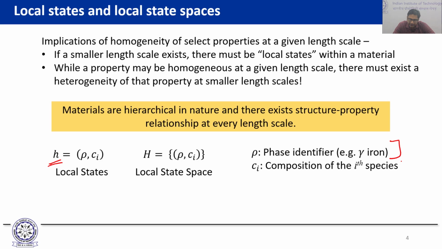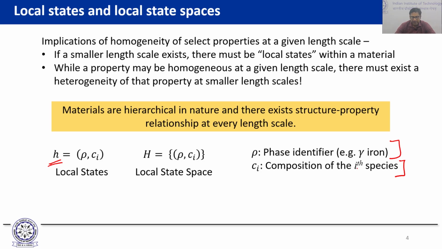The other part is the composition. Once you have the phase, once you have an idea of the atomic arrangement, because each phase would have a unique crystal structure, or maybe they would be amorphous, whatever it is, there is a related atomic arrangement associated with the phase. In addition to that atomic arrangement, the other information encoded within the phase is what the composition of this phase is. That composition we are denoting by Ci, where i is the ith species, so Ci is the composition of the ith species.